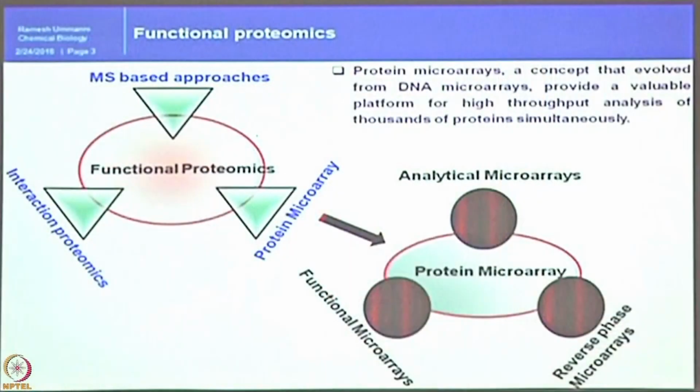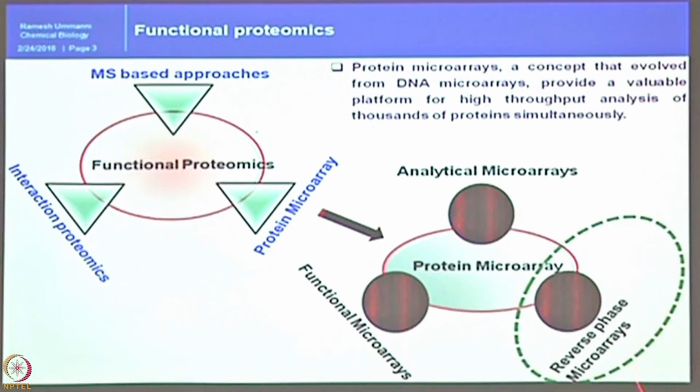I particularly wanted to emphasize the protein microarray. Protein microarrays are broadly classified into three types: analytical microarrays, functional microarrays and reverse phase microarrays. This classification is based on the principle involved in the protein array technology, as nomenclatured today. I don't want to emphasize all of them today. I see in the program sheet that the next lectures will cover analytical and functional microarrays, so I would like to concentrate only on the reverse phase protein array.